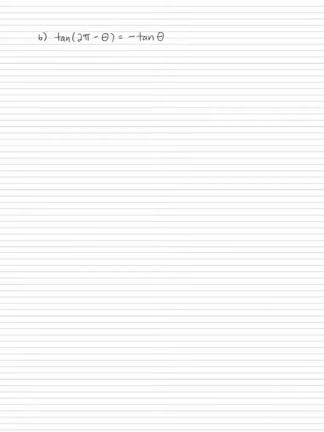Okay, so let's do another one. So part B, tangent of 2 pi minus theta equals negative tan of theta. So use a similar trick to what we just did, and pause the video and please try this on your own. Okay, so first I need to pick and choose, so I'm going to choose the left-hand side.